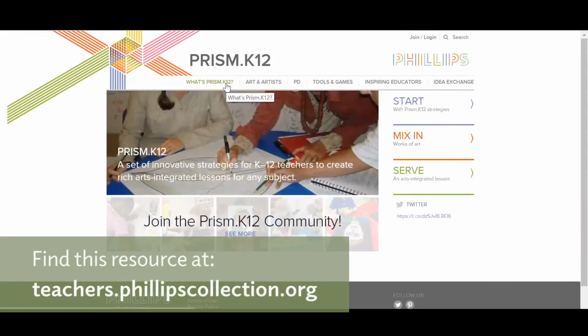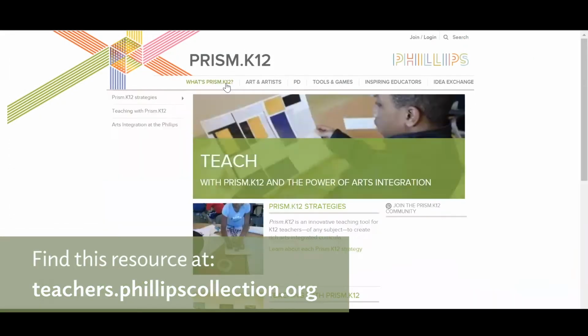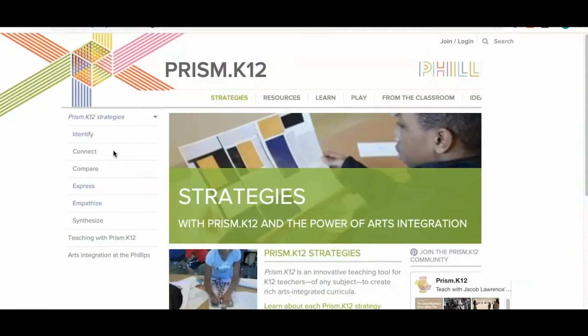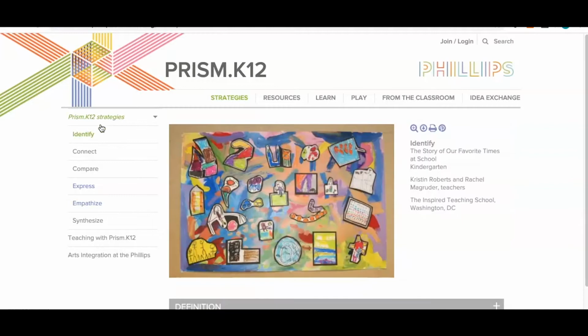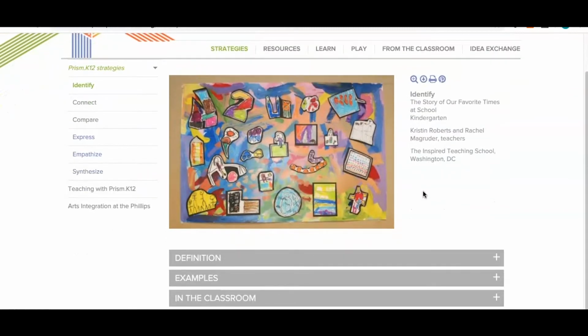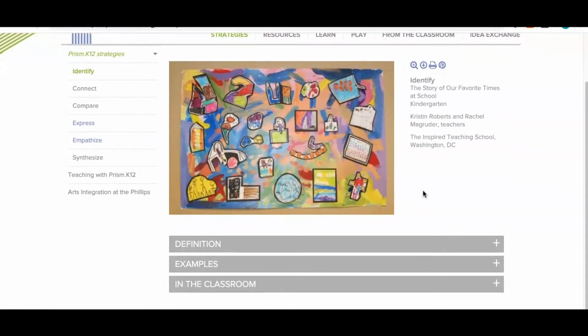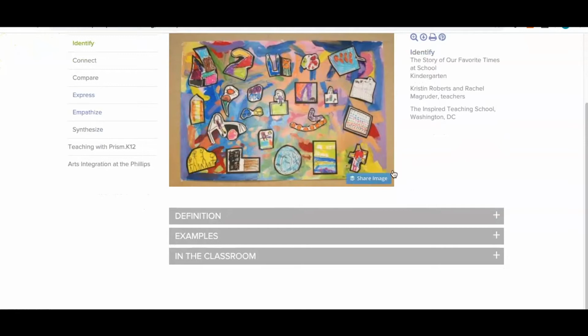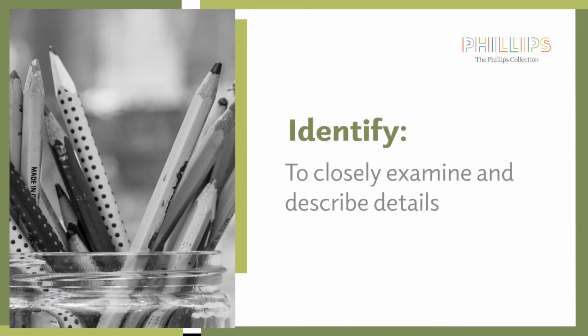This is the Prism.K12 website. The big thing for tonight is that you can find, under what's Prism.K12, identify. And this artwork right here is an example of how a teacher at the Inspired Teaching School here in DC used the strategy of identify to brainstorm a lesson in her classroom. So our definition of identify is to closely examine and describe details.